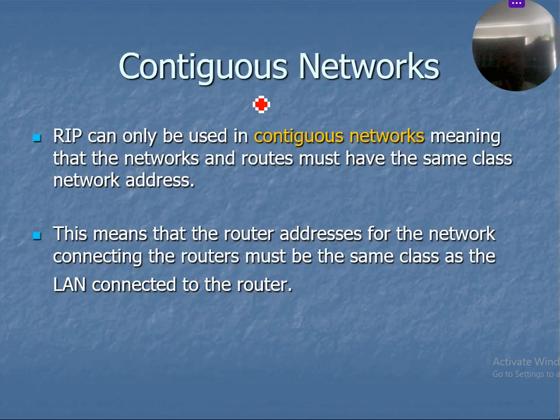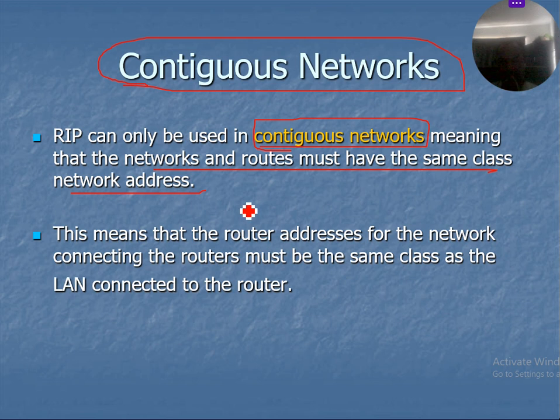Now there's what we call a contiguous network. That's the class. Now RIP can only be used in a contiguous network. If there's a network that is discontiguous, then it cannot work with RIP, routing information protocol. So we say RIP can only work with a contiguous network, meaning that the network and the route must have the same class network address.